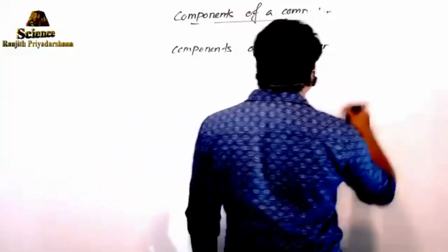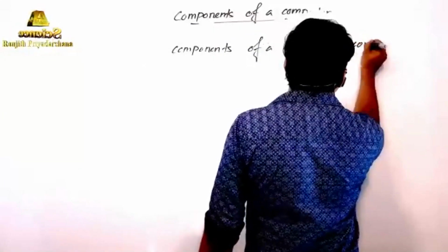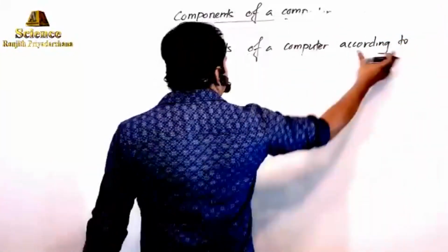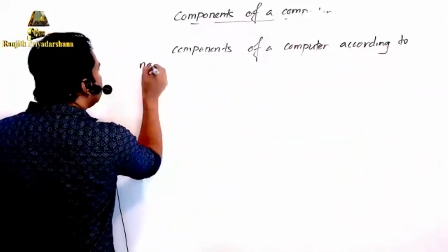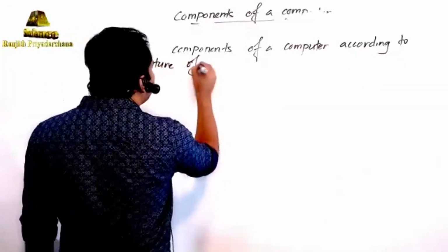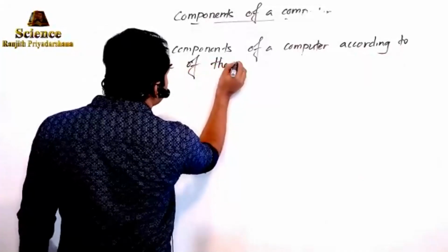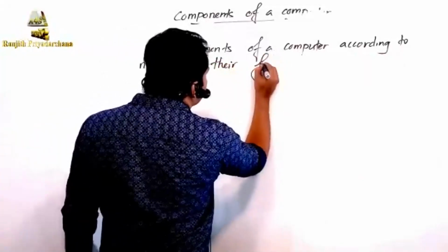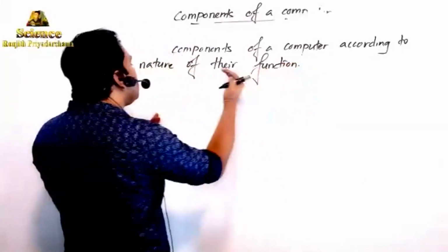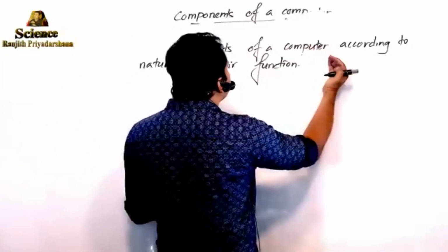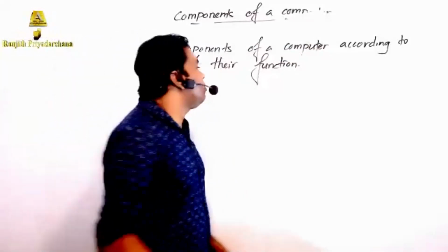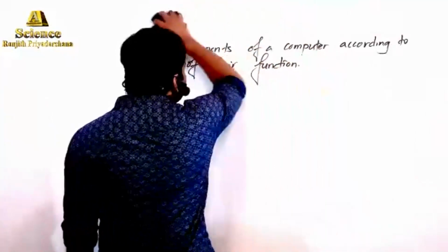Components of a computer according to... according to the nature. According to the nature of their function. We classify computer components according to their functions. Now we are going to study the components of a computer according to their functions.